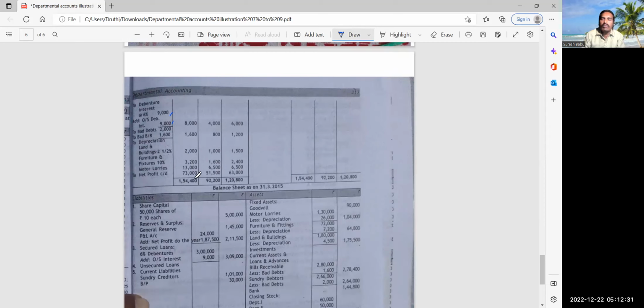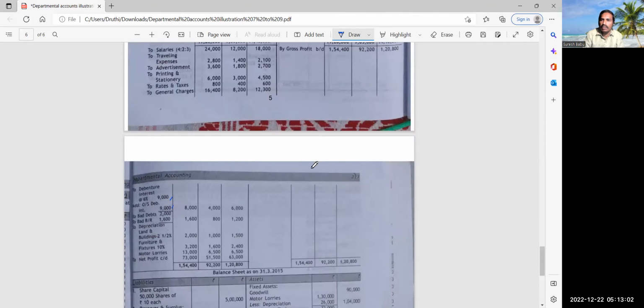Motor lorries, yes, said 2:1:1. Correct? Remaining proportion, that is 4:2:3. Okay? So 2,000, 1,000, 1,500, 3,200, 1,600, 2,400, 11,000, and 6,500, 6,500, which is 2:1:1. There is an instruction. So now you balance it, profit and loss account, you get.